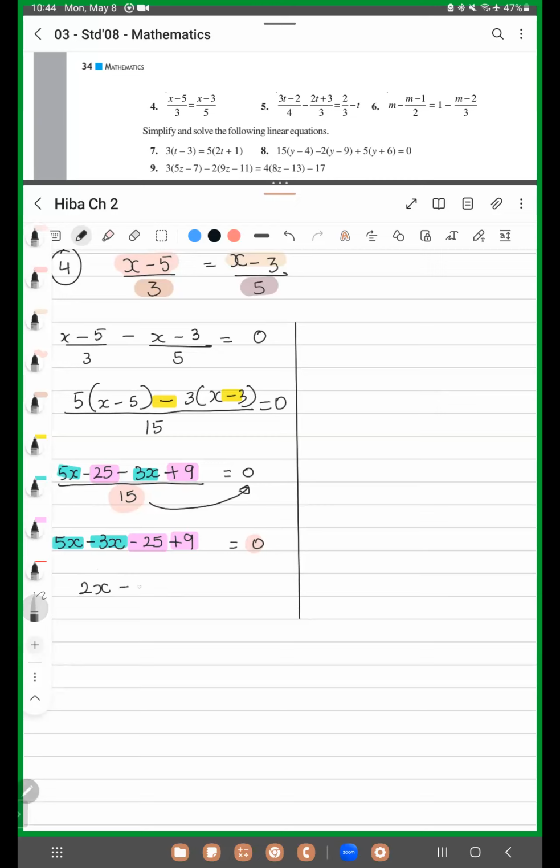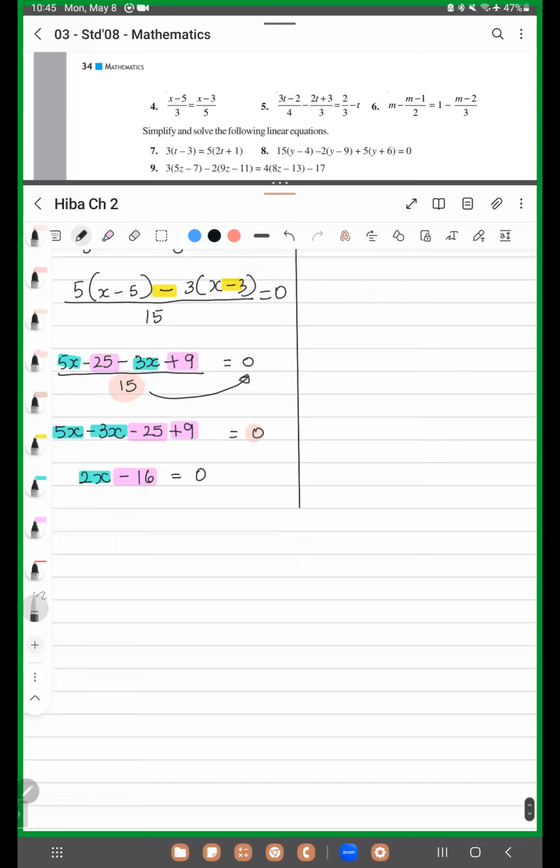16 minus 16. 16 और minus 16 is equal to 0. अब आपका ये काम है कि आपको minus 16 को you have to send to the other side. What does it become? Positive 2x is 16. Equal to positive 16. So x is equal to 16 by 2, and that is x is equal to 8.